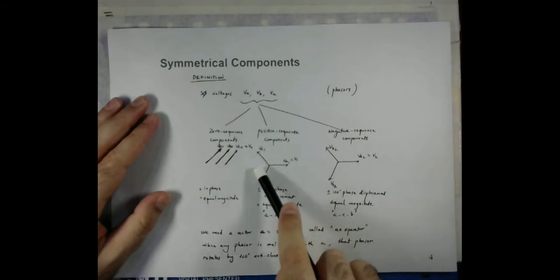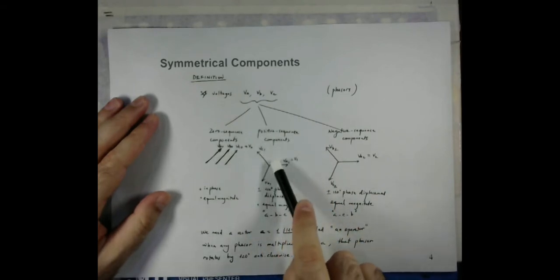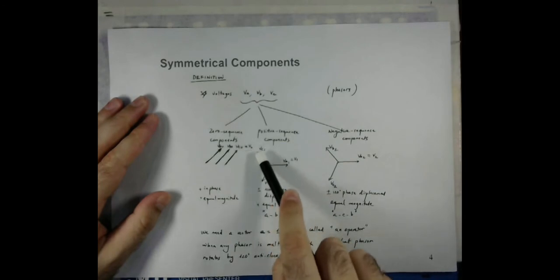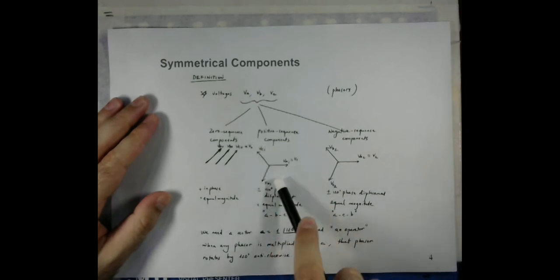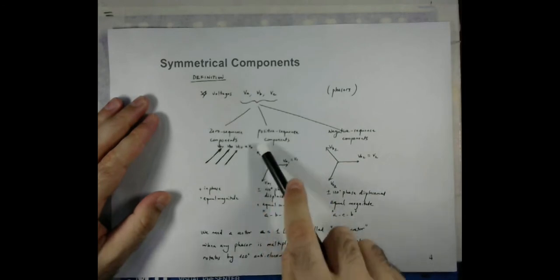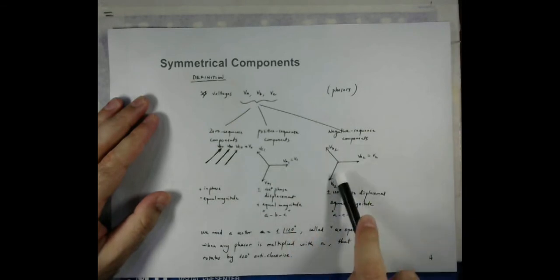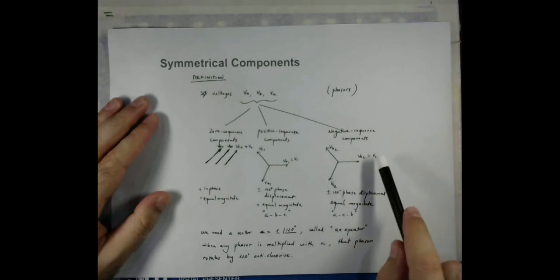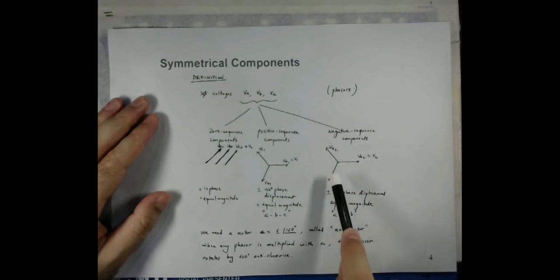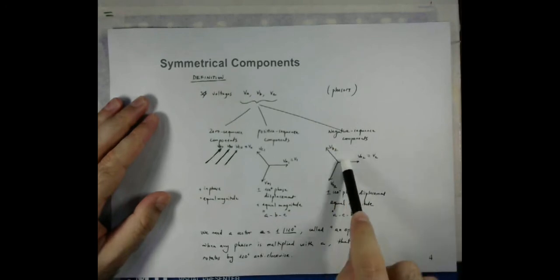Similarly, in the positive sequence, phase A is followed by phase B, and then we have phase C. They have all equal magnitude and are phase shifted by 120 degrees. In the case of the negative sequence components, phase A is followed by phase C, and then we have phase B. All these are once again phase shifted by 120 degrees.